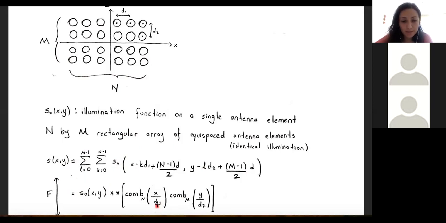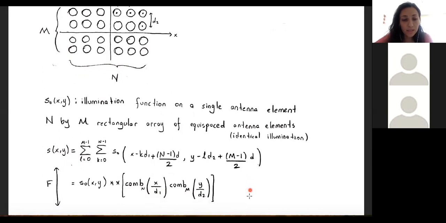Okay, with distance d1 and distance d2 along x and y direction. So this is the two-dimensional comb function of N by M scaled by d1 and d2. N and M here tell us the number of impulses we have in each direction, and d1 and d2 tell us the distance between impulses along each direction. Okay, if we convolve this S0(x,y) with this finite impulse train, we're going to get this structure. And then we can take the Fourier transform.